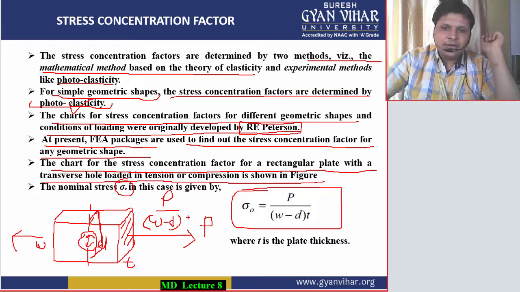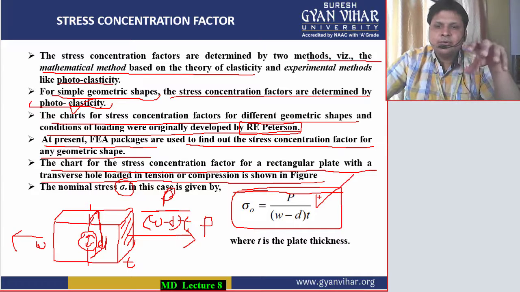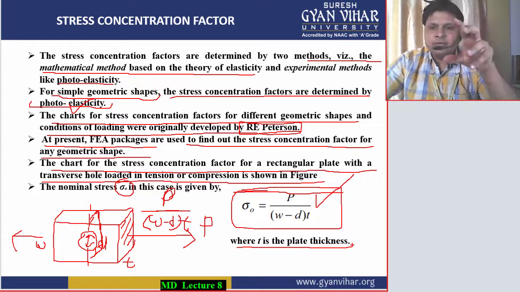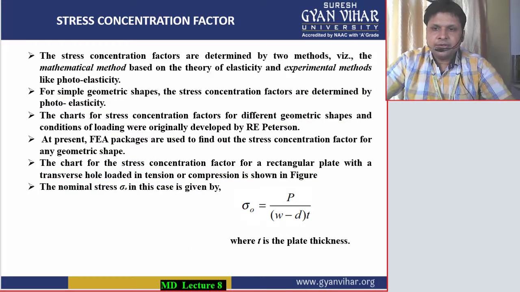If you multiply this with the thickness, then you will get the area. So this will give you the nominal stress at this point where the hole has been drilled. Sigma naught is equal to P upon (W minus d) into T, where T is the plate thickness. This formula will give you the value of normal stress at this point.